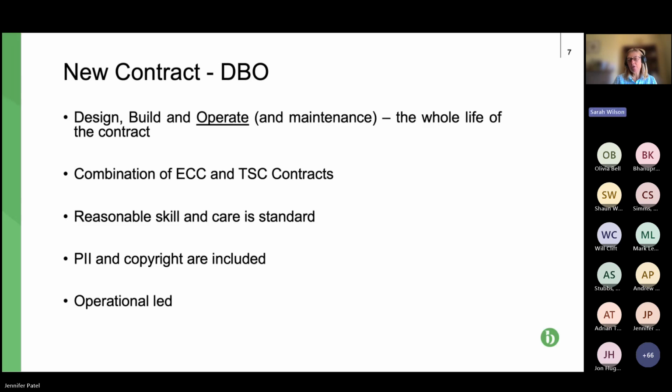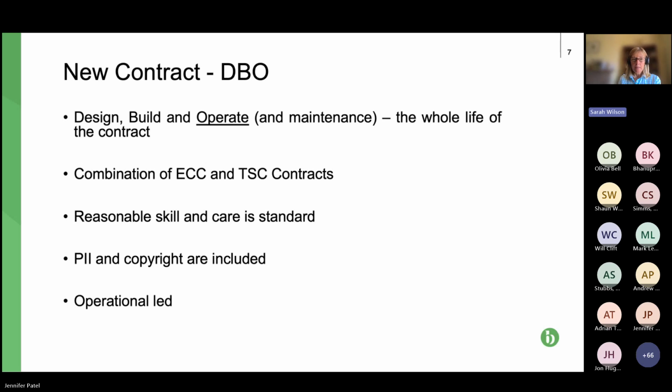Okay, so new contract, the DBO, design, build and operate. It is what it says it is. Just going to skim this because I don't think it will be massively used, and that's because it's got the operate element in. So I suspect it'll be a design and build contract and then operate for, I don't know, probably 15, 25 years, that kind of thing.